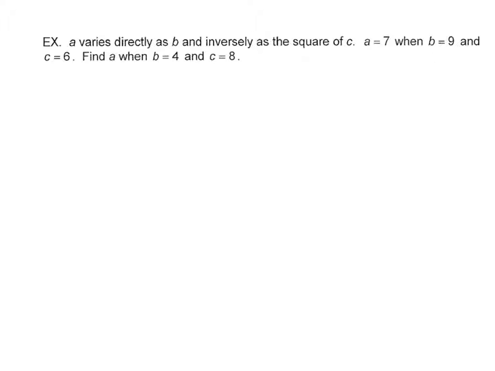A varies directly as b and inversely as the square of c. So let's just look at that part. A varies directly as b. So A equals k times b. Inversely as the square of c. So inverse means it's going to go on the bottom, the square of c.